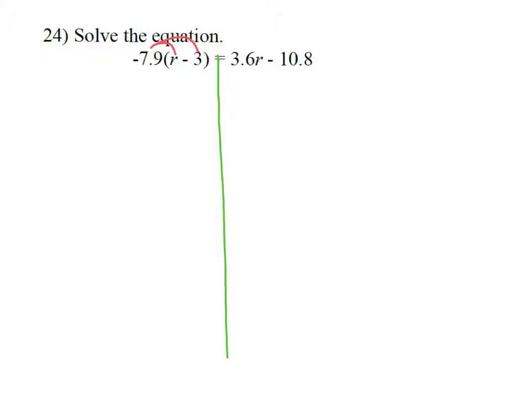On the left side, I have to first distribute before I can begin any solving steps. Negative 7.9 times r is negative 7.9r. Negative times negative will be positive, and 7.9 times 3 is 23.7. On the right side, there's no simplifying, so I'll just write it down again.